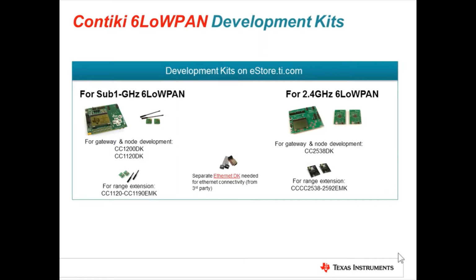TI offers many development kits to help you get started. First, you will need to choose your frequency band. There is a 2.4 GHz option or a sub-1 GHz option. Secondly, depending on your application, whether it's a node or an edge router, you will need to choose the appropriate development tool. Lastly, for range extenders, there is also a kit available for either 2.4 GHz or sub-1 GHz.